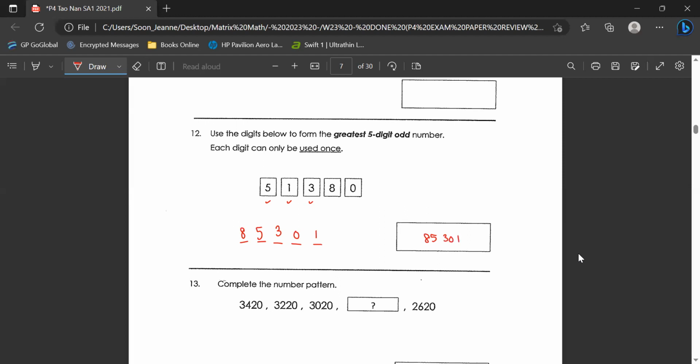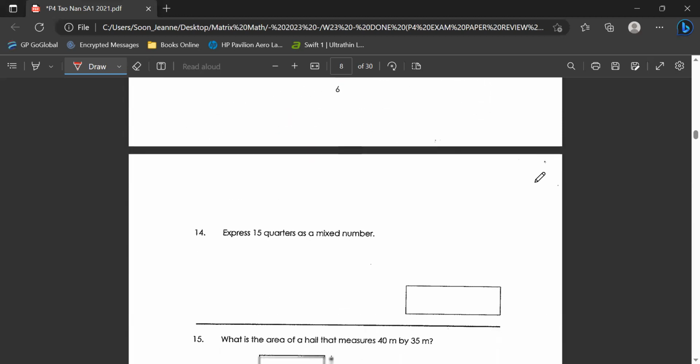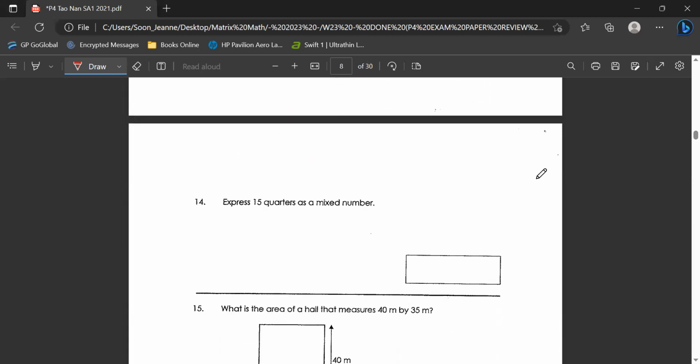Okay, so moving on, I'm going to question number 14, which is fraction. Express 5 quarters as a mixed number. So 5 quarters means 15 over 4. So 15 over 4 is the same thing as 15 divided by 4. So 15 divided by 4, nearest groups is 3, minus 12 is 3. So that means this will be 3, remainder 3.